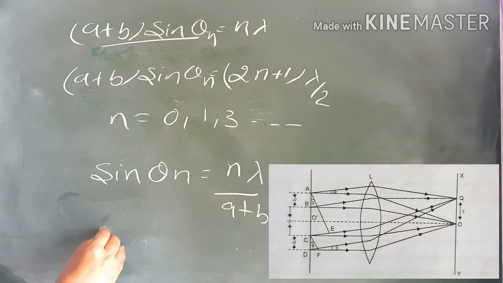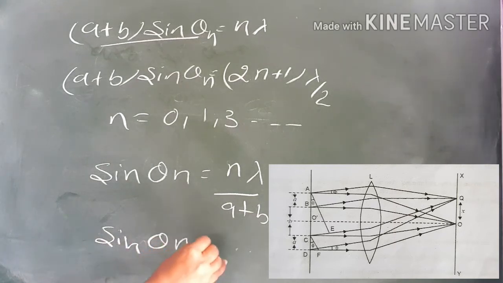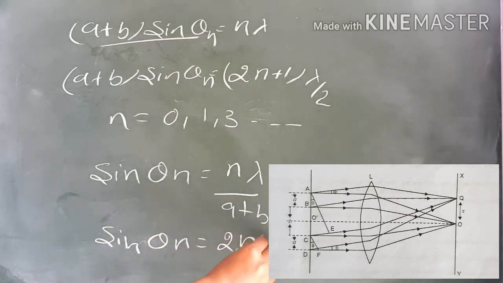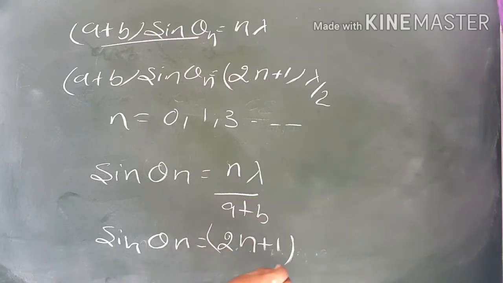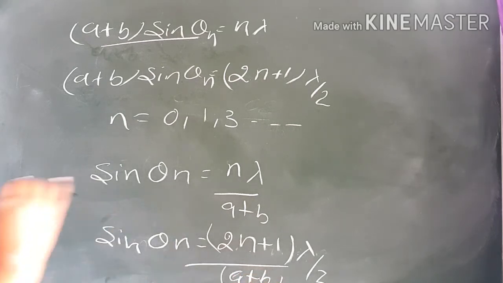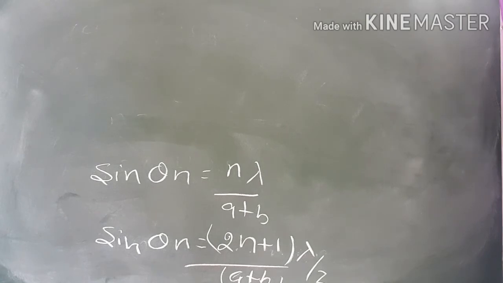And for minima, sine theta n is equal to (2n plus 1) lambda by 2 into (a plus b). Thus the angular width between two conjunctive minima. This is the equation for minima.